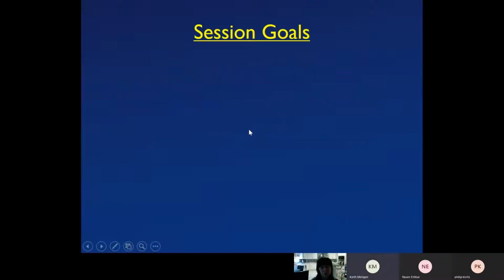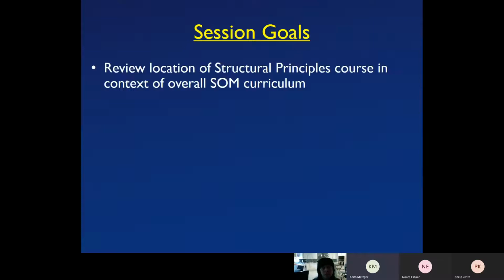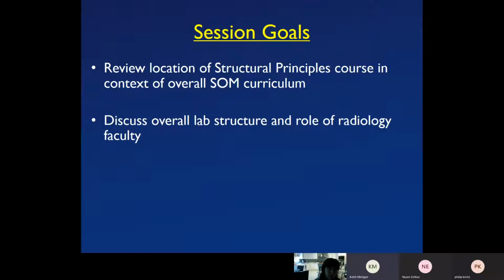Okay. So our goals today are 4 goals. First, we already went over this a few months ago, but I just want to reiterate the location of this course in the overall context of the School of Medicine curriculum. I'm going to talk about the overall structure of the lab, how it works from a functional standpoint, and the role of radiology faculty in the lab. Again, this is a new addition to our lab, and I'm really excited about it, and I think the students are going to really benefit from having you in there on a weekly basis.